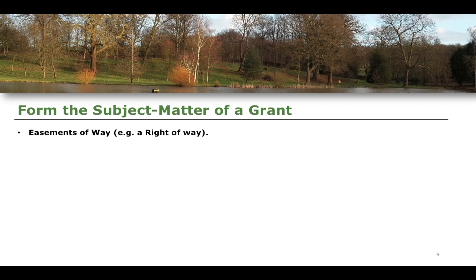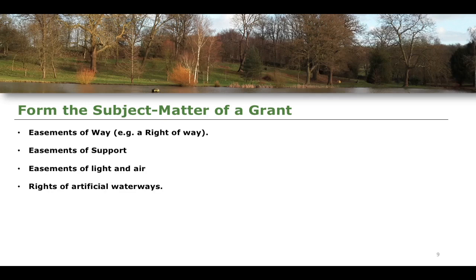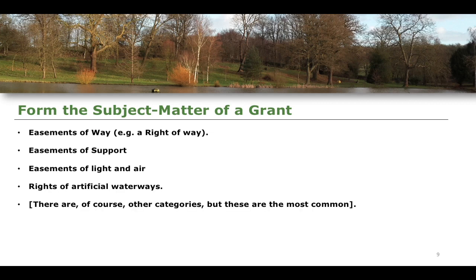We have easements of way, so for example a right of way, which is what I've been talking about in this lesson as an example. You have what are known as easements of support, easements of light and air, and easements that relate to the rights of artificial waterways. There are of course other categories, but these are the most common.